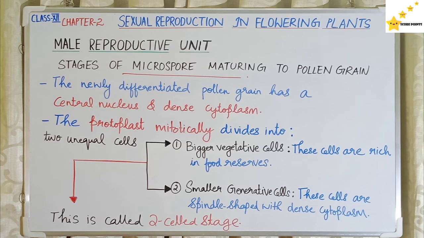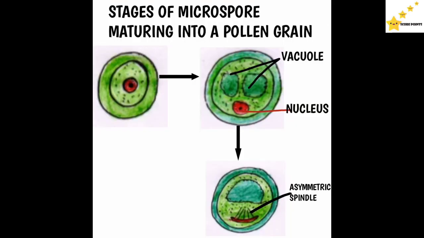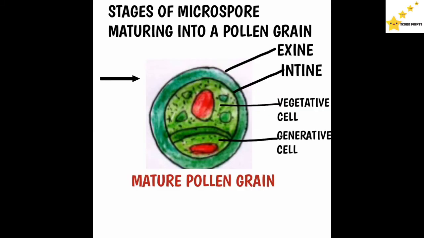Stages of microspore maturing into a pollen grain. The newly differentiated pollen grain has a central nucleus and dense cytoplasm. The protoplast mitotically divides into 2 unequal cells. One is the bigger vegetative cell and the other one is a smaller generative cell. The bigger vegetative cells are rich in food reserves, and the smaller generative cells are spindle shaped with dense cytoplasm.